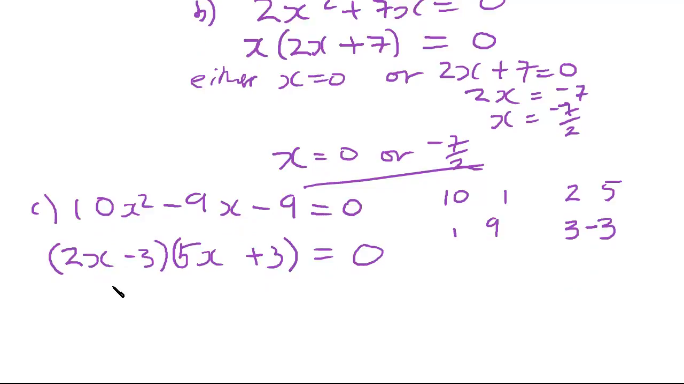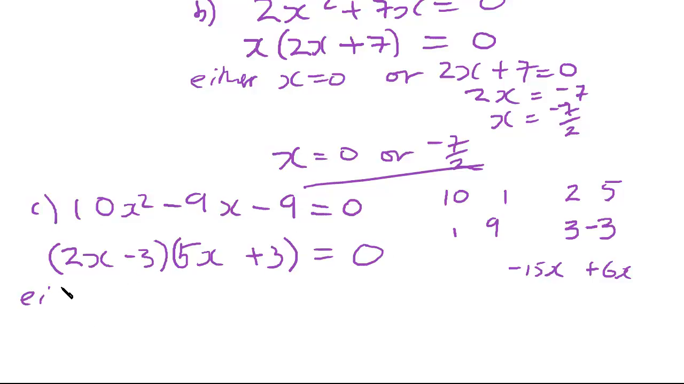So just check this works. 2x times 5x gives me 10x squared. Minus 3 times 5x gives me minus 15x. Let me just write that down there, minus 15x. So we've got, in case you can't remember, 2x times 3 gives us another plus 6x. Those will combine to give us the minus 9x. Good. Minus 3 times plus 3 gives us minus 9. So that's all well and good.